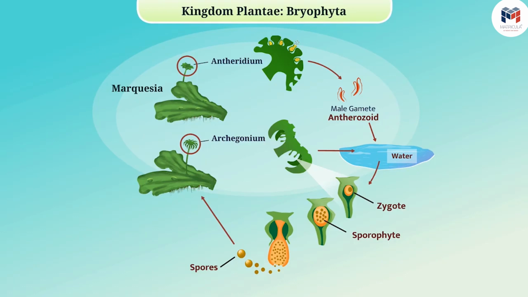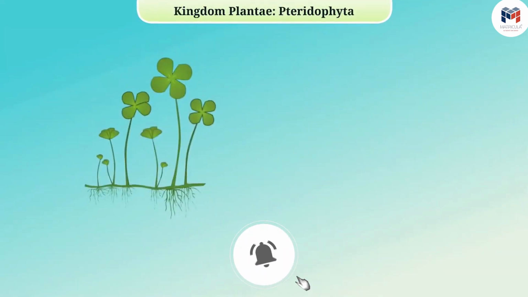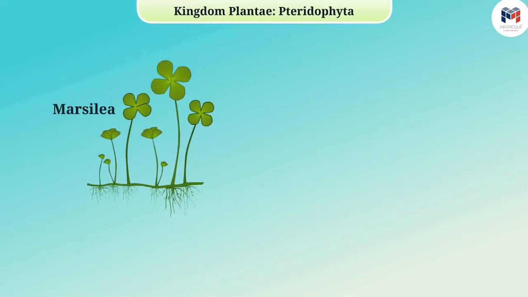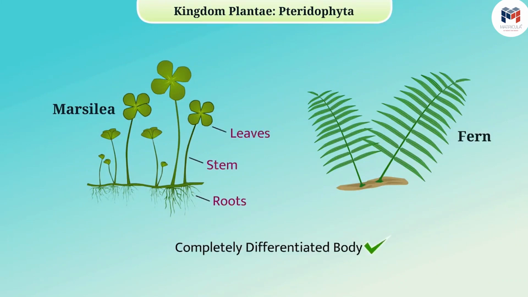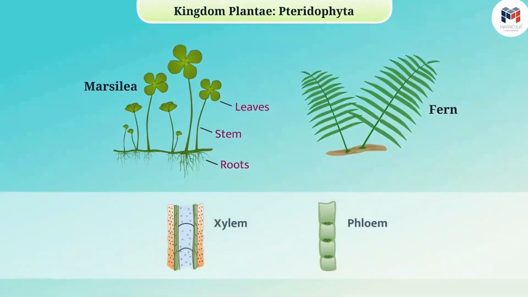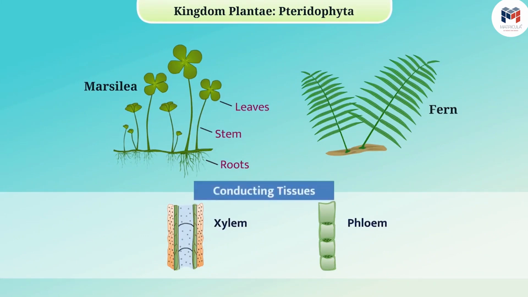Now, let's understand Pteridophyta. Plants of the type Marsilea, fern, etc. are included in Pteridophyta. This class of plant kingdom consists of all those plants whose body develops completely into roots, stems and leaves. That means their body is completely differentiated. They have specific tissues for the transport of water and other necessary substances from one part of the body to another. We call such tissues conducting tissues.